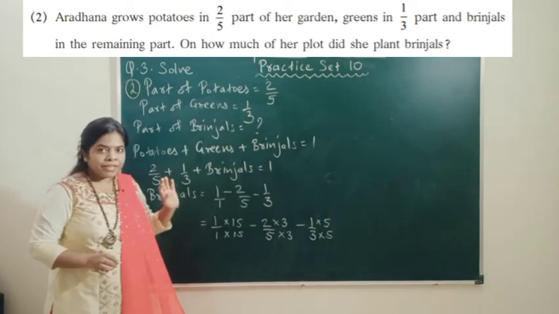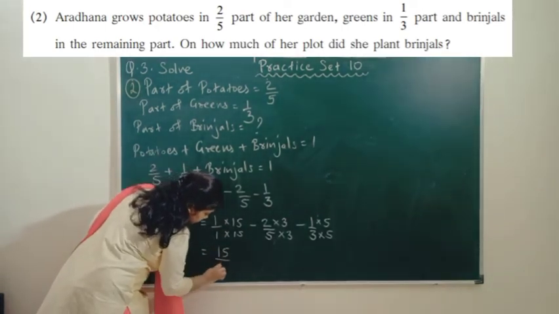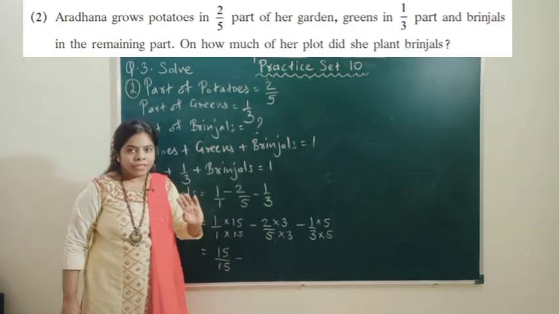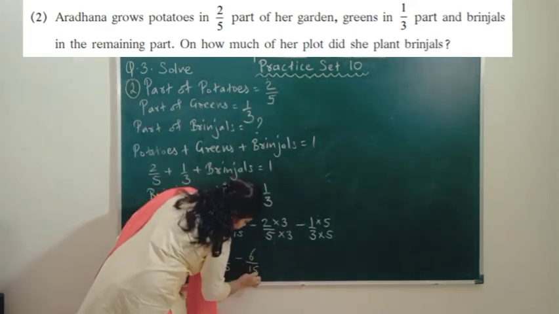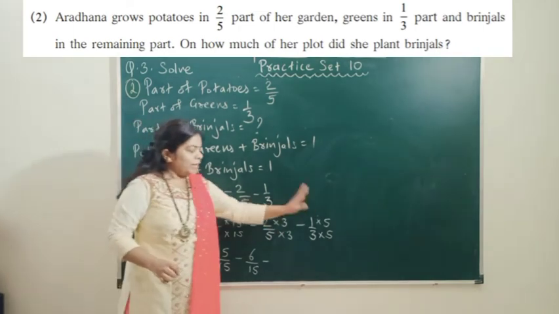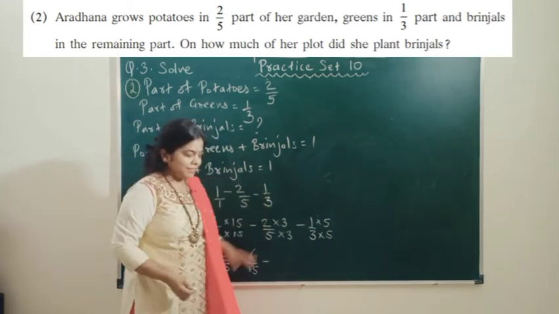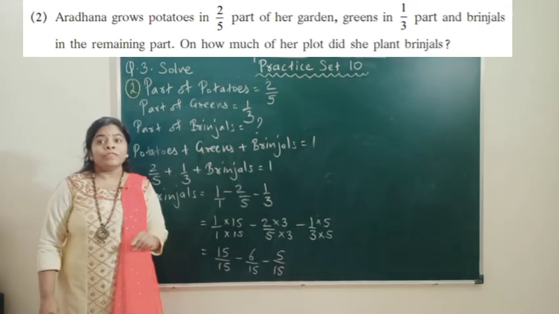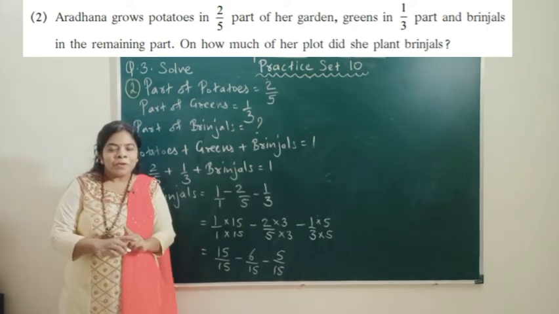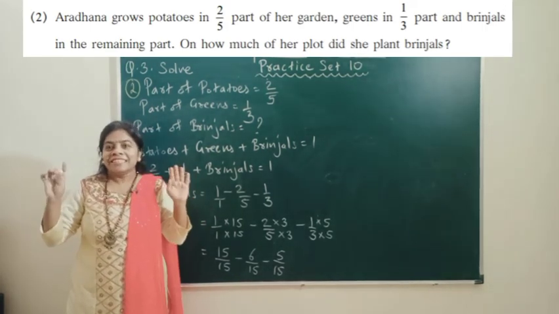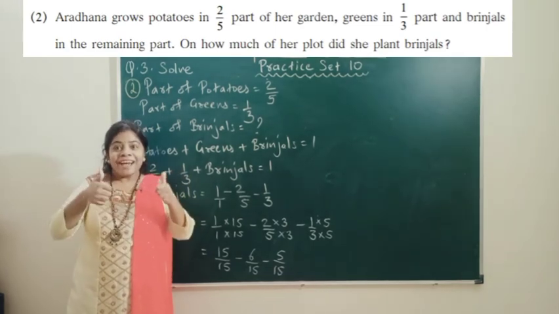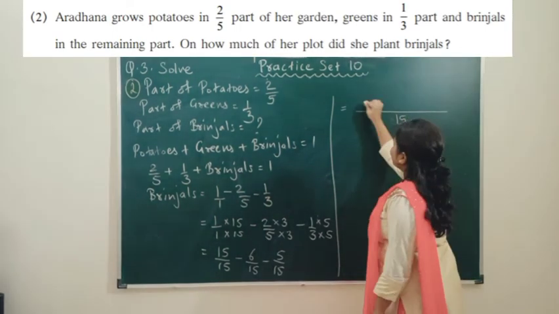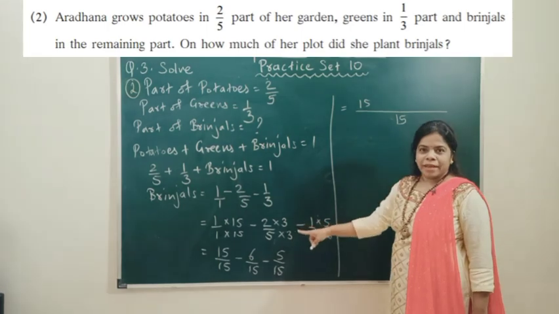So 15 upon 15 minus 2 3s are 6, 5 3s are 15, minus 1 5s are 5, 3 5s are 15. Now all of them are having same denominator. So we'll take a common denominator and subtract them and we'll get our answer. Let's take a common denominator. 15 minus 6 minus 5.